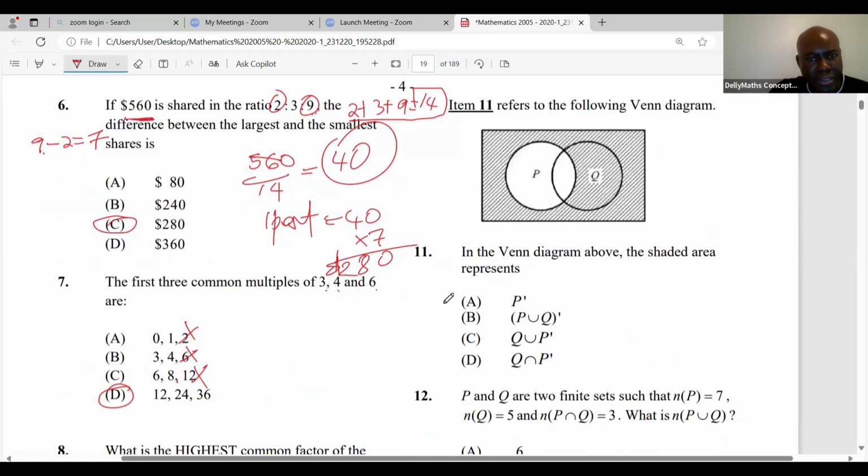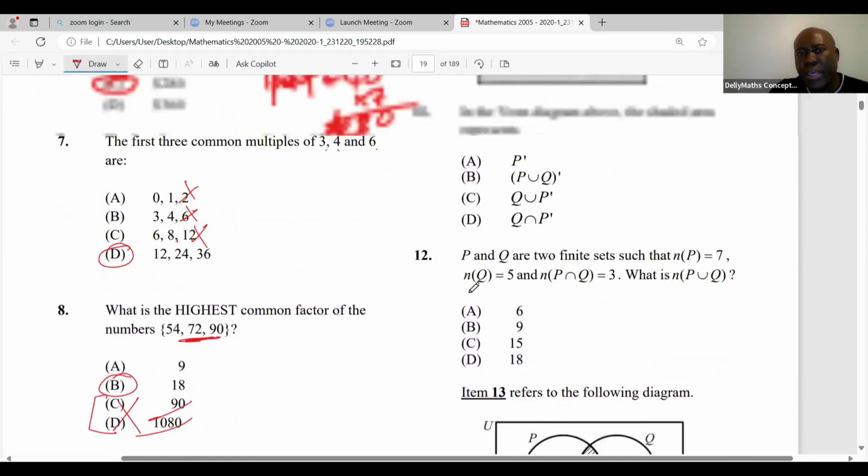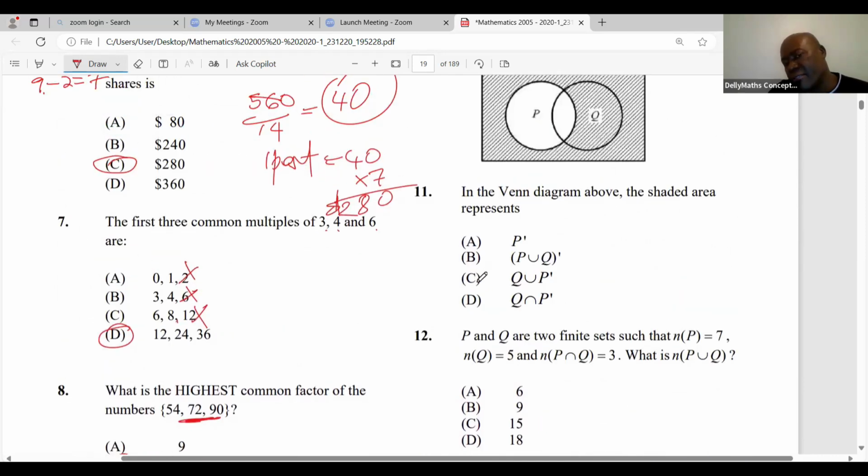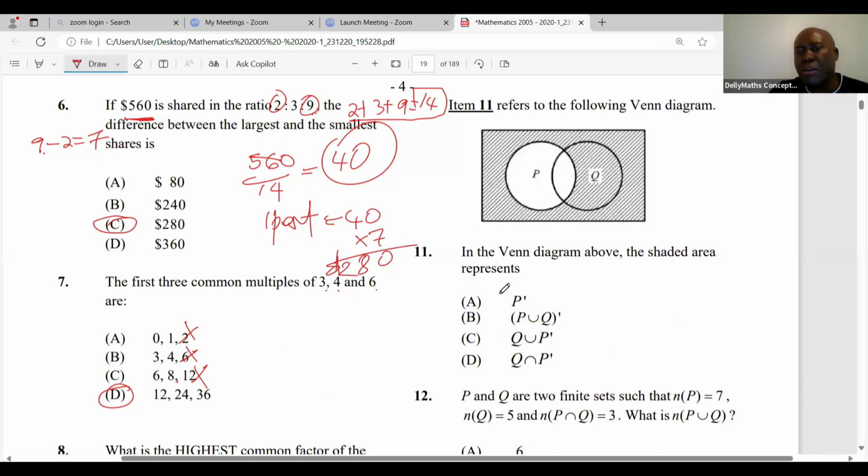Let's take a look at number 11. At this part of the exam, we always get sets, right? So it says in the Venn diagram above, the shaded area represents what? As you could see, the shaded area is everything but P. So whenever you're referring to everything except the set in reference, then it's the complement of it. And this is the complement symbol right here. This thing here that looks like a little comma. It's the complement of P, which means it's everything outside of P, right?